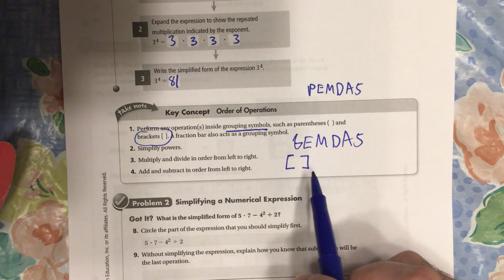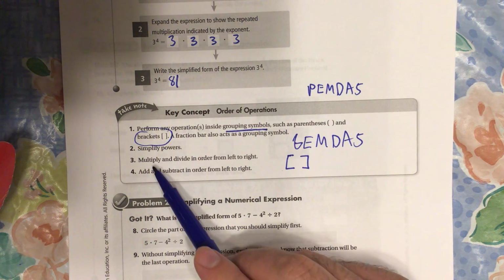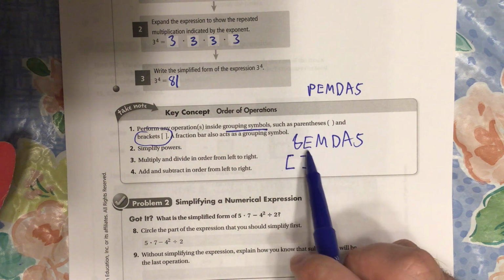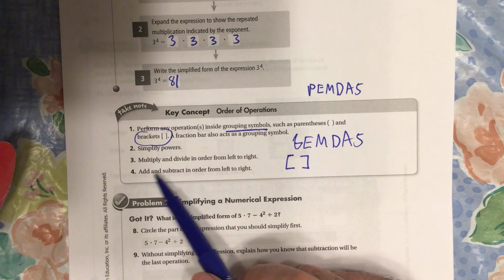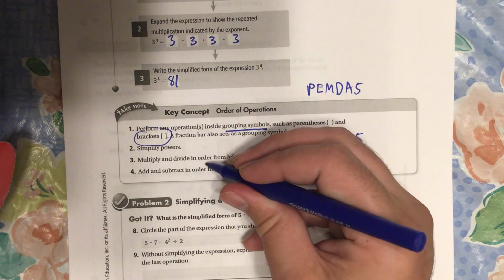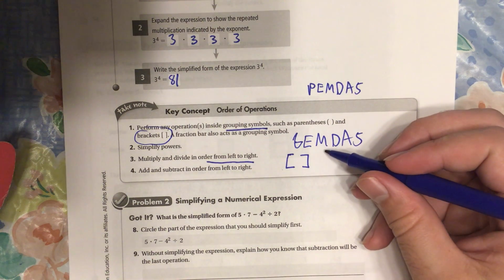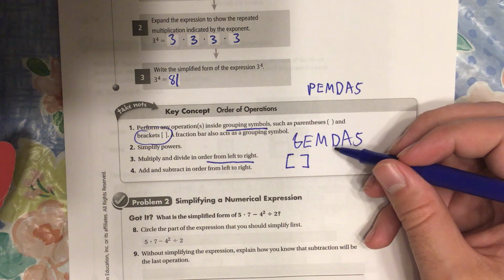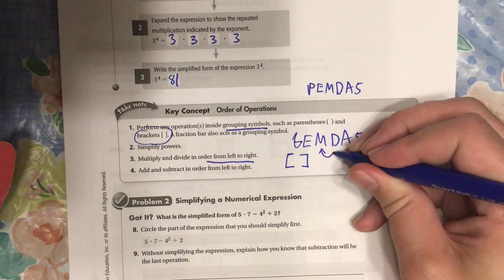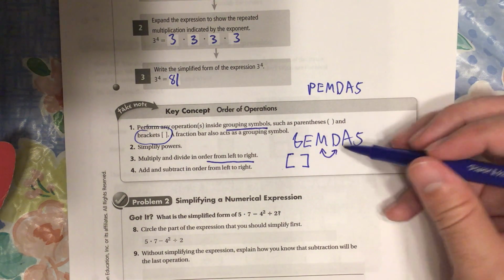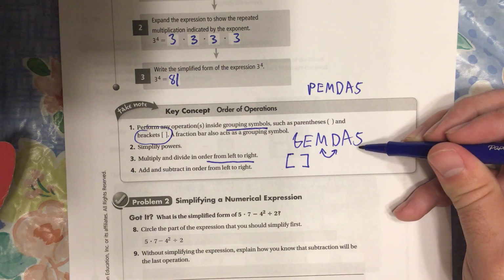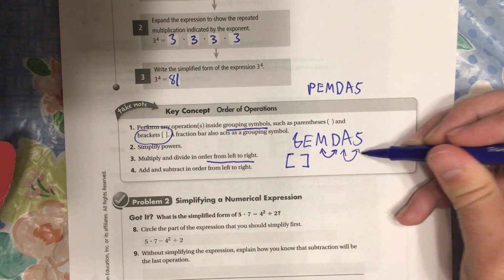So take care of brackets first, grouping symbols, then your powers, your exponents, then multiply or divide in order from left to right. Don't forget that. We do see the M comes first, but multiply doesn't have to come before divide, right? We just go left to right for these two. Just like adding doesn't have to come before subtraction. We just kind of go left to right. All right?